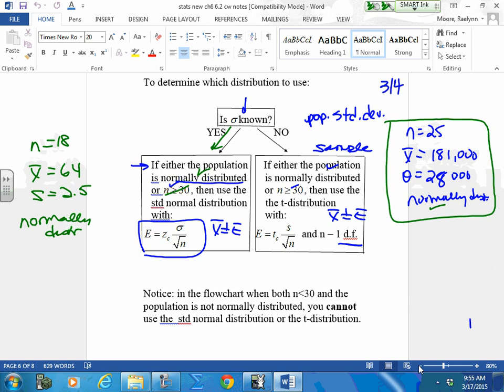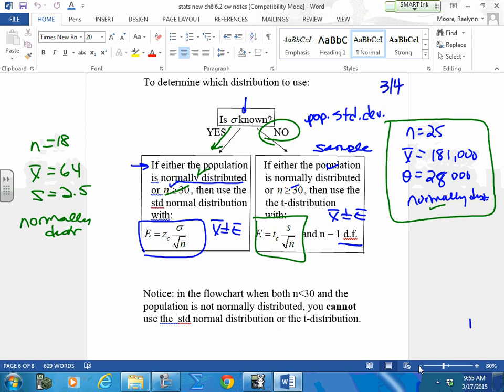So let's walk through. I come down, do I know my population standard deviation? No. I'm in the no section. Is my sample size greater than or equal to 30? No. But is it normally distributed? Yes. So therefore, I can use my T distribution, which is the one from 6.2. We use the t-score, we use everything else. Now, I'm going to change this. We agree we can do that one.